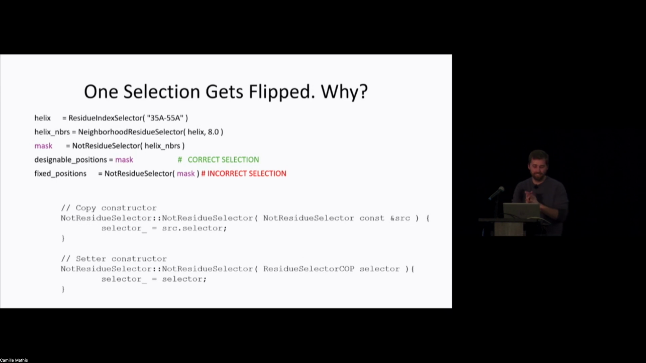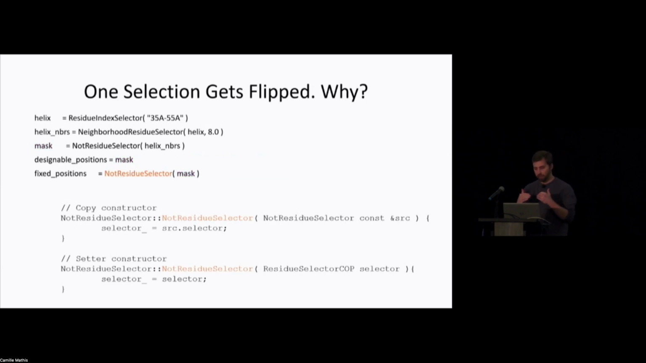I'm trying to make this approachable to people who don't know both languages. In C++, you can have multiple equivalents of the __init__ that would be in Python. We call those constructors. These are constructors for the NotResidueSelector, and the top one copies the input argument, and the bottom one sets a variable called selector, the thing to be negated. It sets the input selector that will be negated.